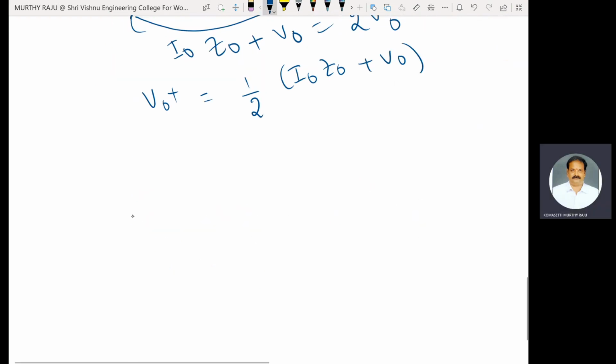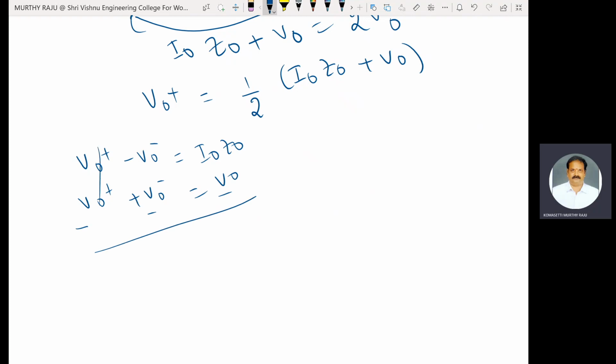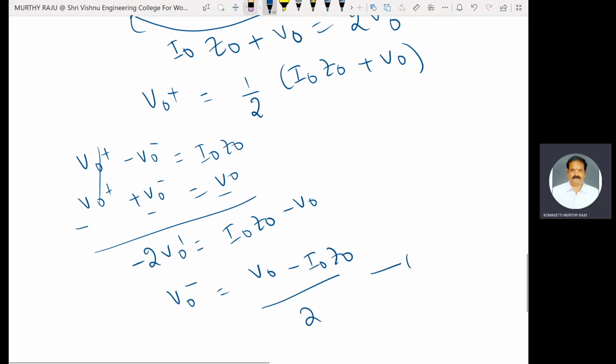Subtract these two equations. Again, consider these two equations: V0 plus, V0 minus, I0 Z0, V0 plus, V0 minus. Subtract these two; these two are cancelled. Minus 2V0 minus is equal to I0 Z0 minus V0. Therefore, V0 minus is equal to (V0 minus I0 Z0) by 2. This is another equation. This one is V0 plus and this one is V0 minus.